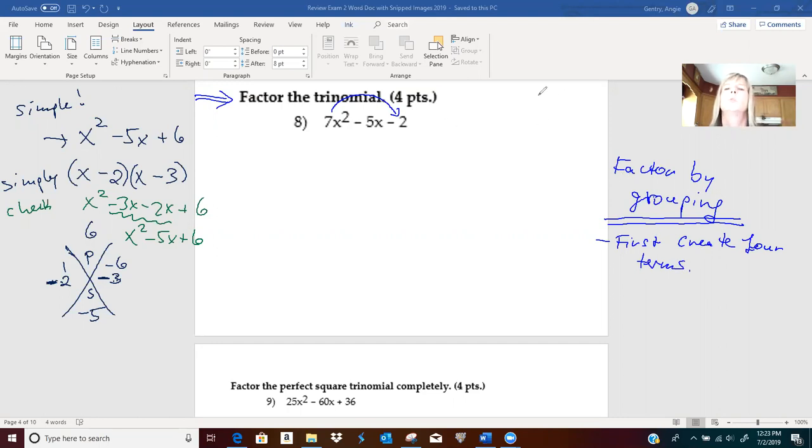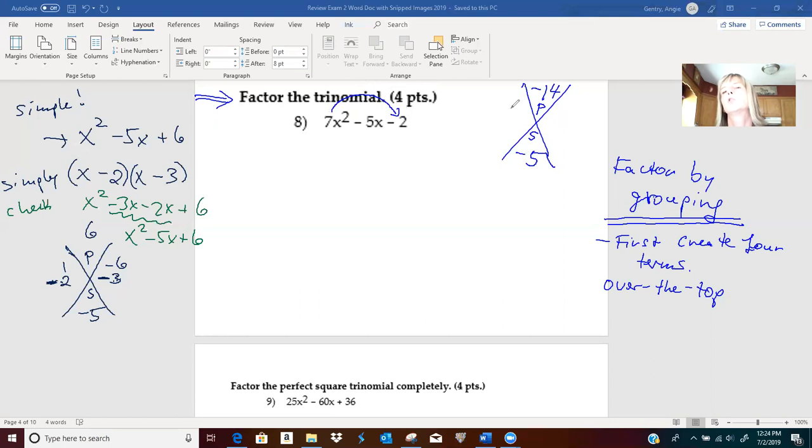So what we do is we go over the top. We call this over the top. And what we do is we say we have a product, which I always put in the top, and a sum in the bottom. So the product is 7 times negative 2, negative 14. This is where the over the top comes from. We take the coefficient by the constant in the back. 7 times negative 2 is negative 14, okay? And then the sum is still that middle number, negative 5, the coefficient of the middle term.